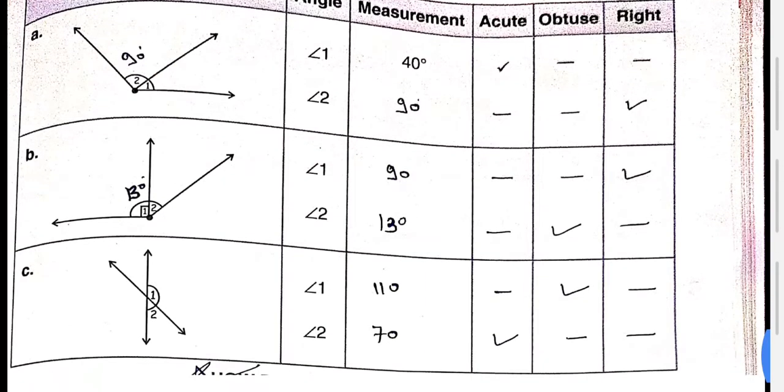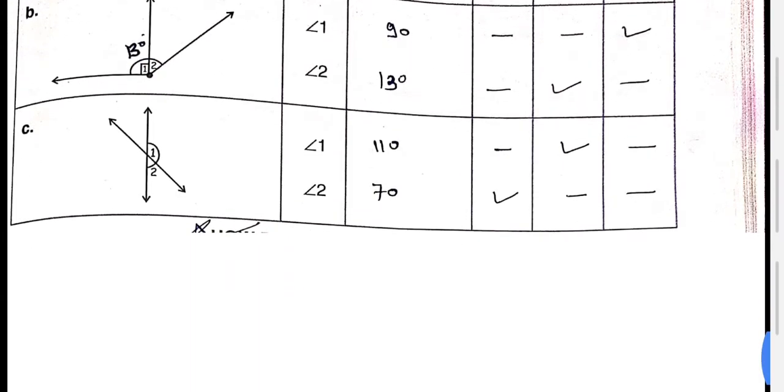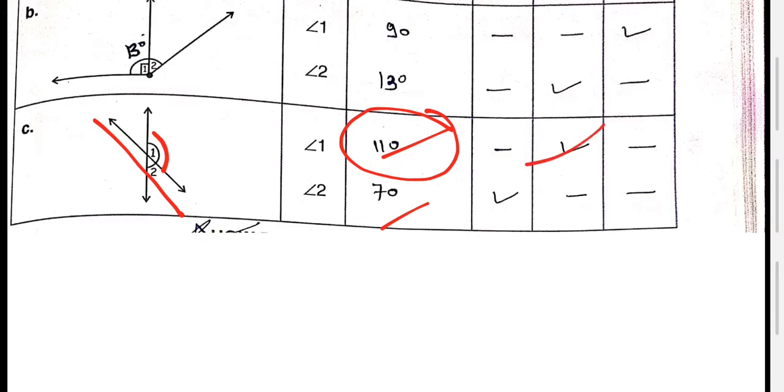Now come to the B part. Angle 1, when you measure it becomes 90, so tick right angle. And when you measure this one, it becomes 130. 130 is what? Obtuse. So you have to tick correct on the obtuse one. Now come to the C part. When you measure, put the protractor as I told you. Angle 1 becomes 110 degrees and angle 2 becomes 70 degrees. 110 is more than 90, so it becomes obtuse. So tick correct on obtuse and the rest remain blank. And 70 is acute, so put a tick on acute and the remaining remain blank.